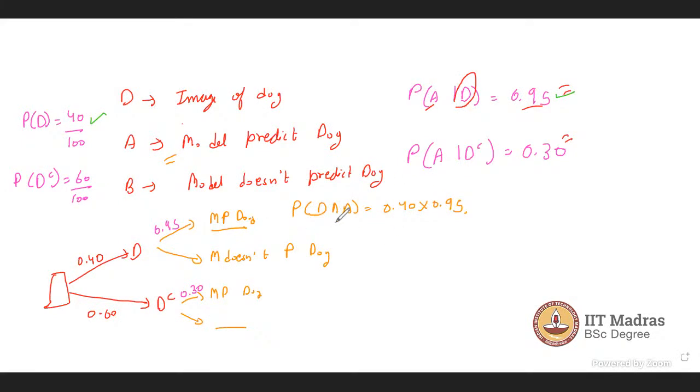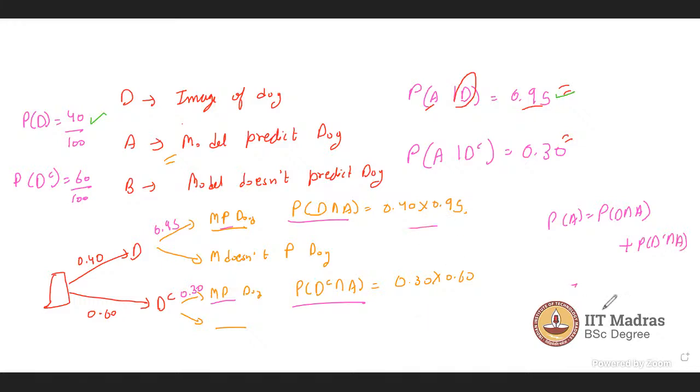So this is nothing but the product for D intersection A, and this is the product for D complement intersection A. 0.3 times 0.6. There is no other possibility of getting A other than these two cases, right? So the probability of A is the addition of these two, which comes to 0.38. For the numerator you only need this value: 0.4 × 0.95 divided by 0.38. The calculator is given, you can simply compute it.